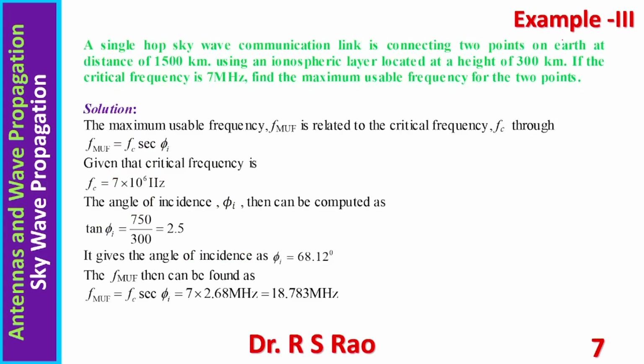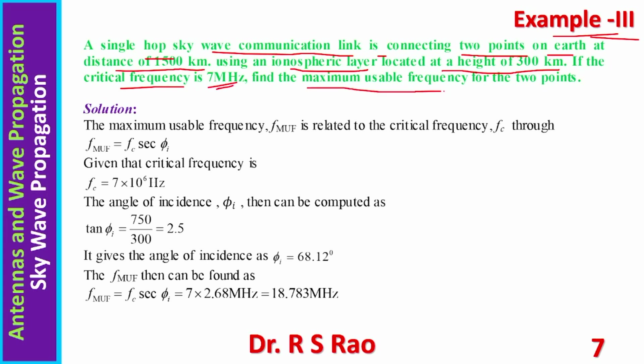Another problem on sky wave propagation, example 3. A single hop skywave communication link is connecting 2 points at a distance of 1500 kilometers using an ionospheric layer located at a height of 300 kilometers. If the critical frequency is 7 megahertz, find maximum usable frequency for the 2 points.